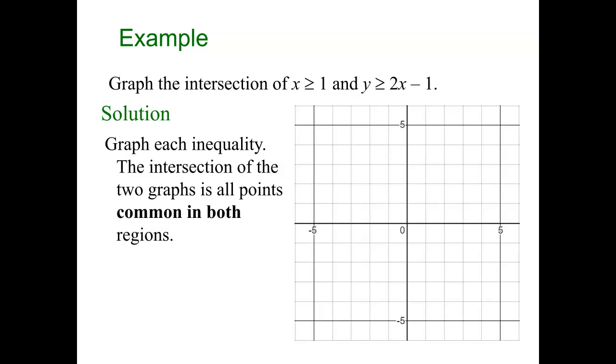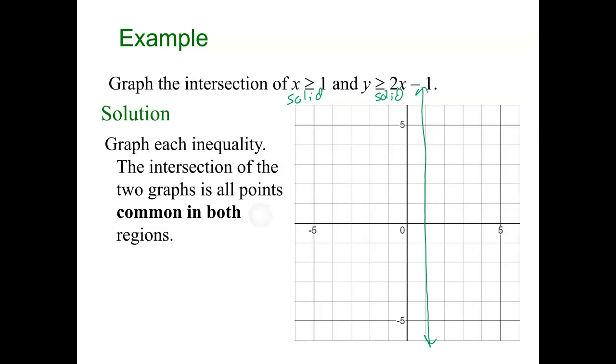So I start with x is greater than or equal to 1. What type of line is that going to be? Vertical. And solid or dotted? Solid. Okay. Solid line. It's going to be solid for both of those, right? Okay. So solid vertical line.